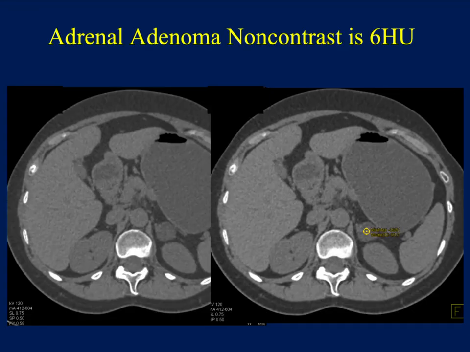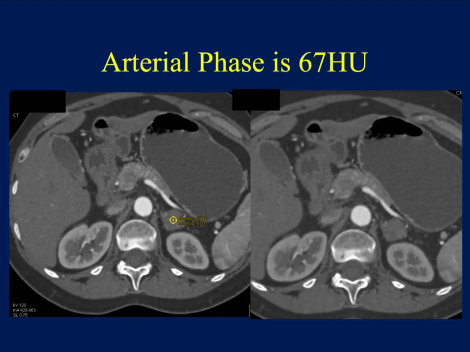Another example, left adrenal gland. Well-defined, 2.5 centimeters, non-contrast 6 Hounsfield units. That's going to be an adenoma. Nothing else needs to be done. But what about that same patient? If they would have had contrast, the adrenal is 67 Hounsfield units on arterial phase. This was part of a kidney study. So you could see that benign adenomas that would measure 6 on non-contrast will enhance. And that's really the point.